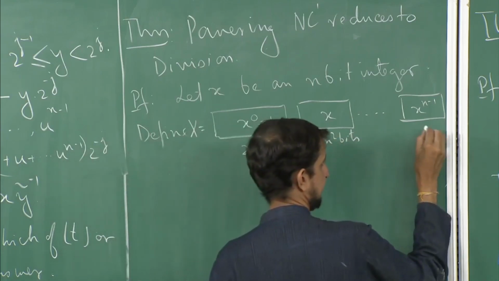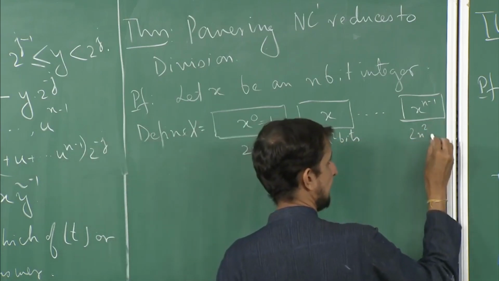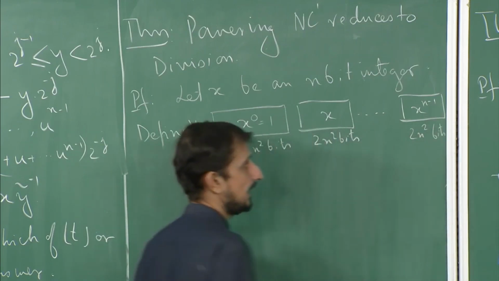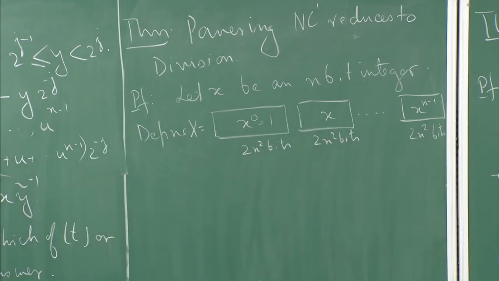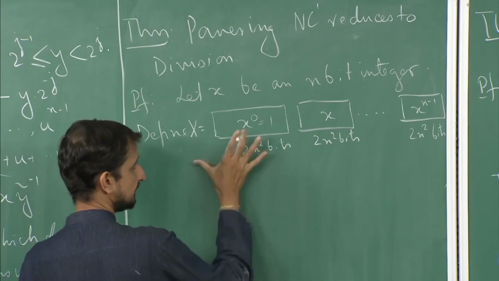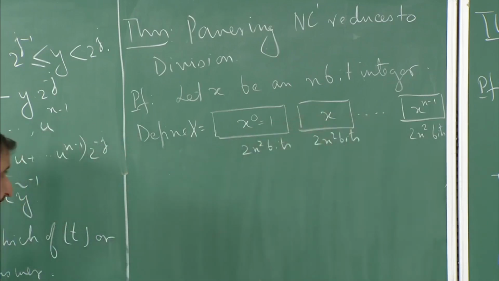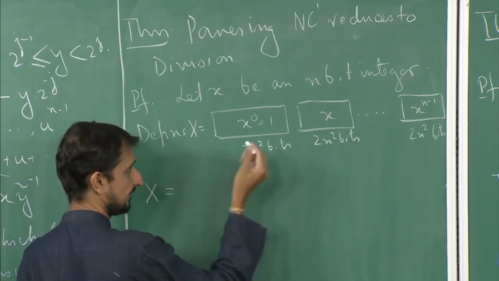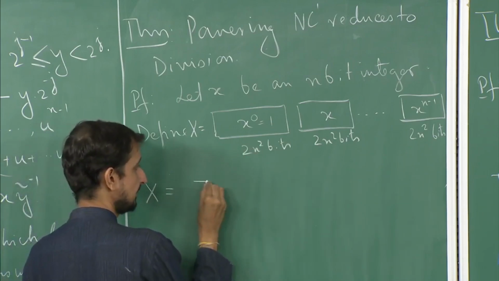I said at the beginning that any power of x up to x to the power n is at most n square bits, but I will add some extra zeros. So basically x is this string, which is a concatenation of all these strings. So now I can actually write x in terms of these x^i's.